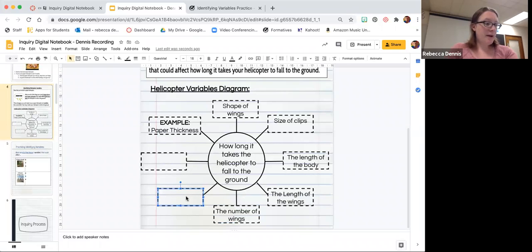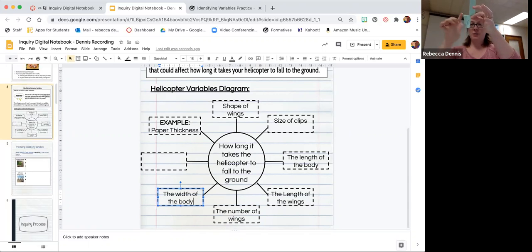Let's see here. How fat the body is, so the width of the body. So if we made this body much wider, so if we didn't actually fold these edges and we had one that just was straight down, or if we made it thinner or wider, maybe that might make a difference. In that same way, maybe making the width of the wings change might make a difference. So if we made these skinnier or wider, that could possibly do it.